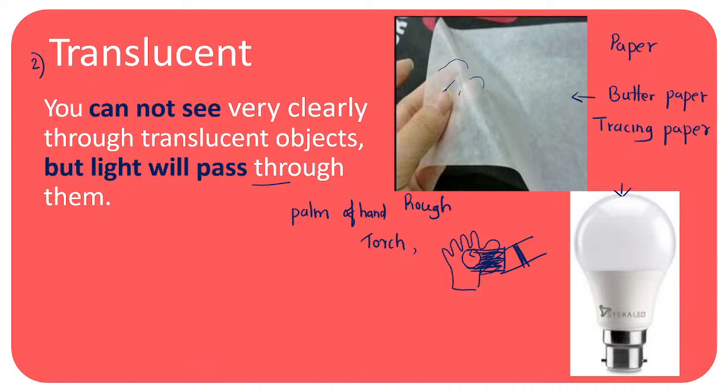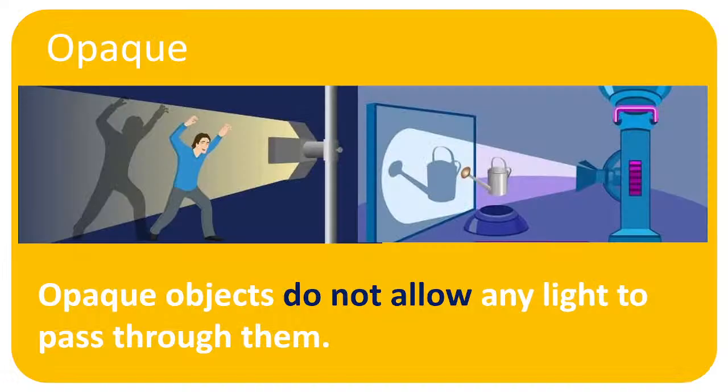Let me explain what translucent is. Translucent objects are those which allow light to pass through them, but things are not very clearly visible. They are visible, but not very clearly. Those objects are termed as translucent. What are opaque objects? The third category is opaque objects. Opaque objects are those objects which do not allow light to pass through them at all.